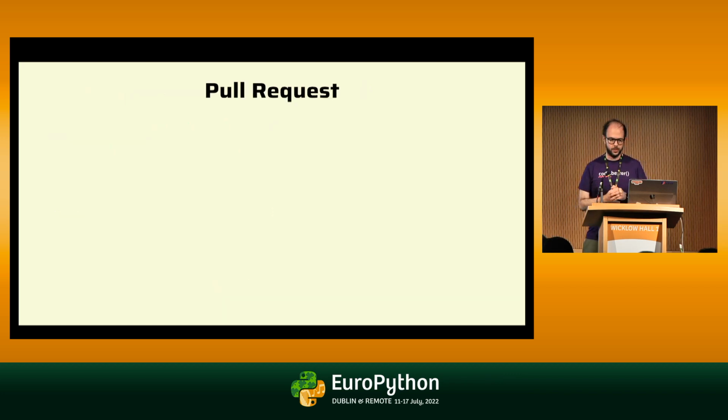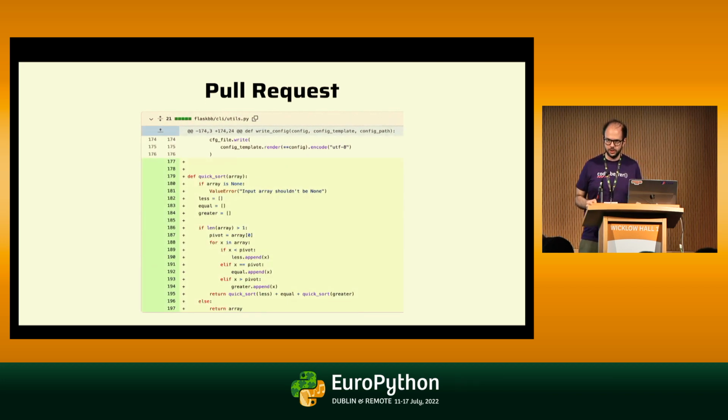However, for my presentation, I'm going to pick the simplest approach, to think of new code as being just a new pull request. For example, let's suppose that I want to add a new functionality to FlashBB. In this case, I'm going to add a quick sort because it's an algorithm that I really like, and for whatever reason, I might need it in FlashBB. I'm going to add it to the CLI utils module. And of course, I'm also going to add some unit tests because I want to make sure that my algorithm is working.